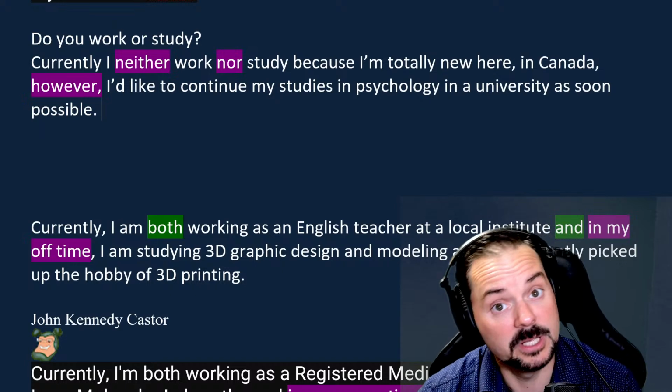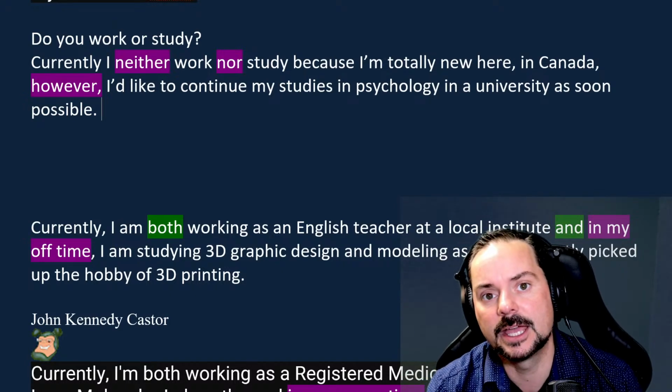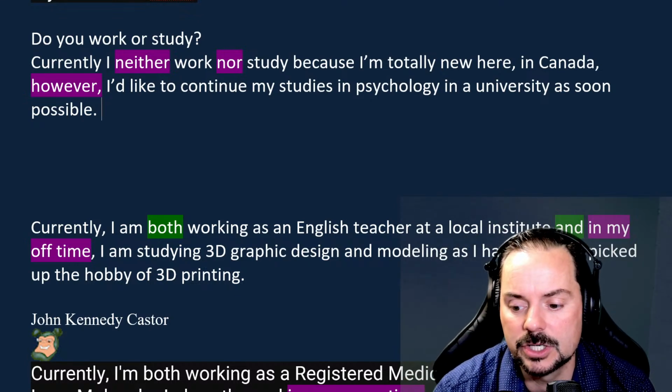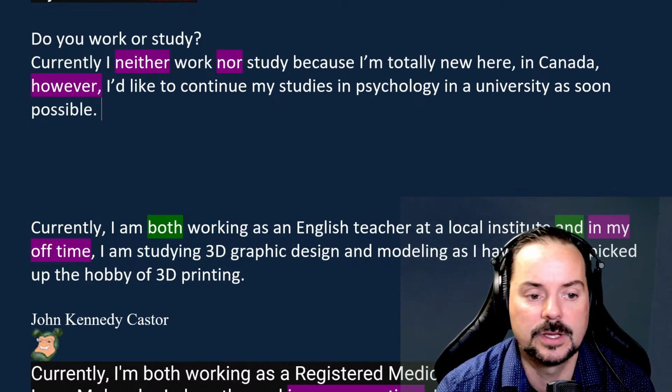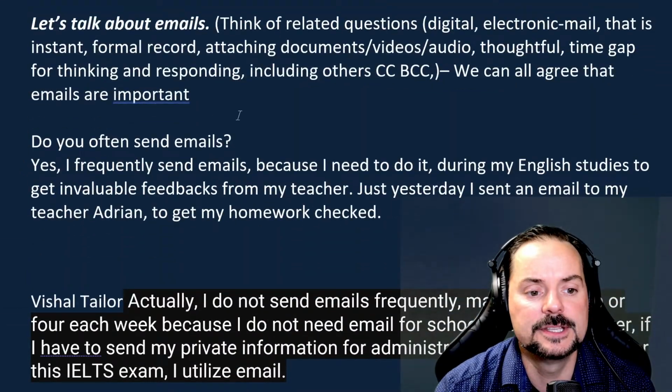And I remembered it because it was clear information. When the information is clear, the examiner remembers and catches it, and you get good marks. So that was really, really good. Okay. All right. And then when I asked you, do you often send emails?